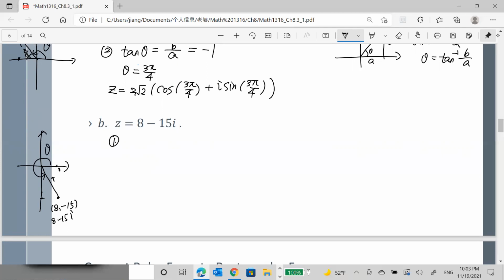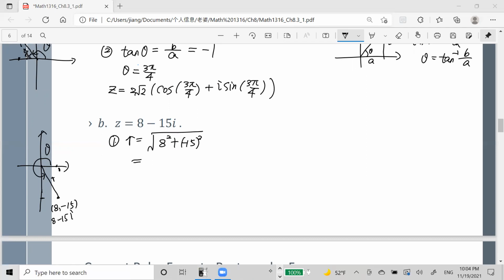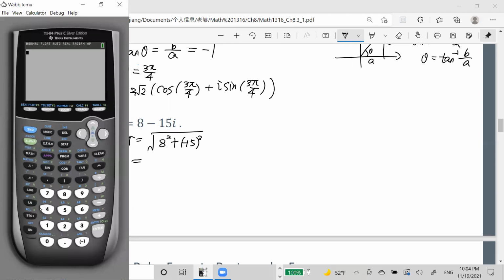So r, how to find the r? The square root of a squared plus b squared. A squared is 8 squared plus -15 squared. So what is that? Can we use a calculator? 8 squared plus -15 squared, and then square root it, using second. Highlight this one. If you don't have this function, just click this number and put it under your square root. That's 120. Is that 120?